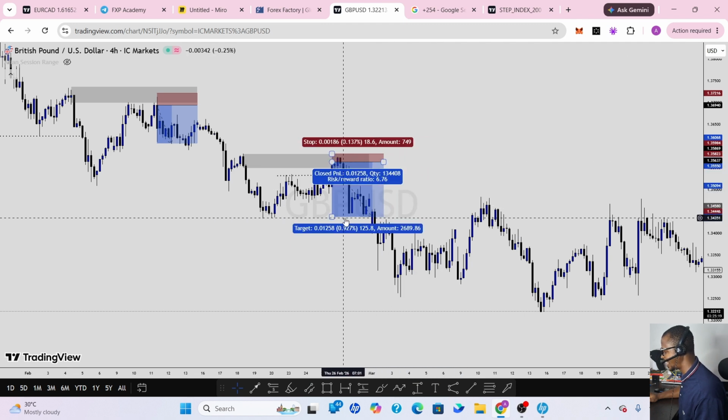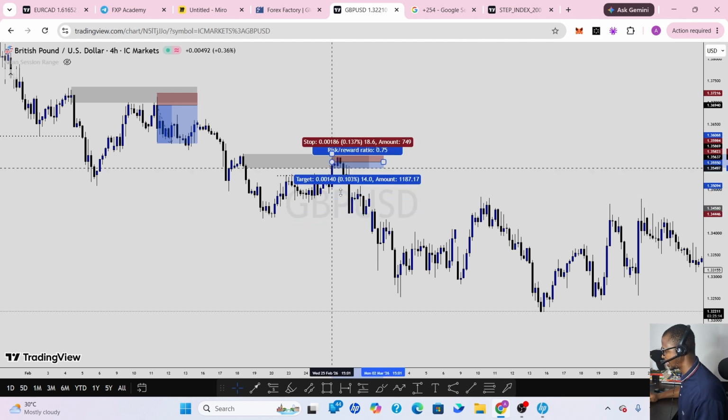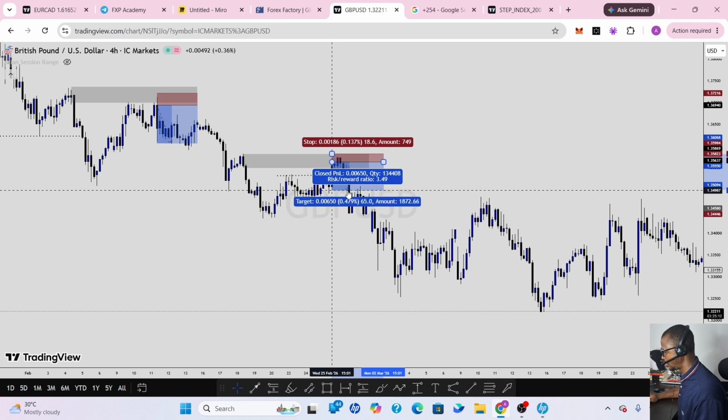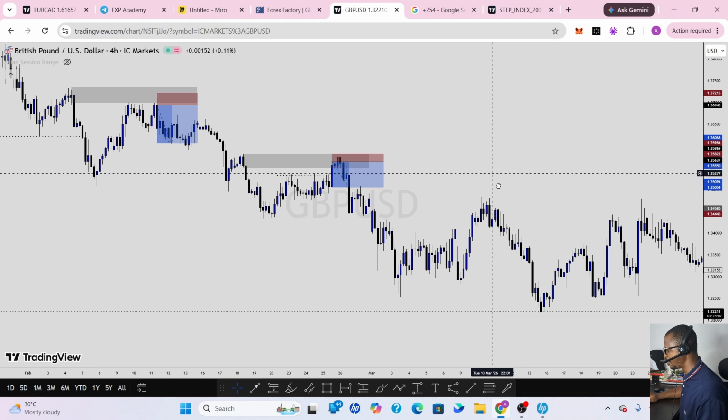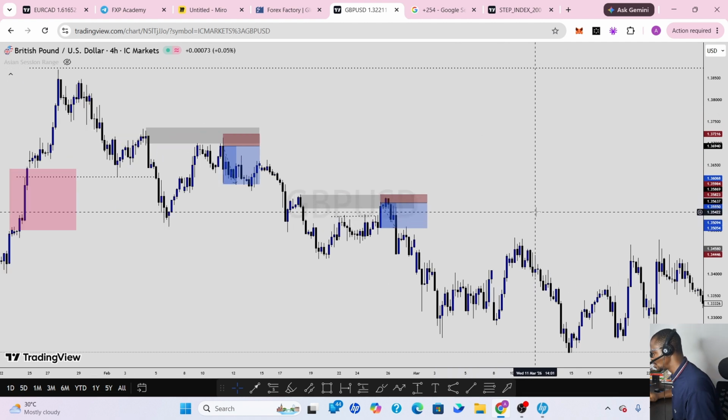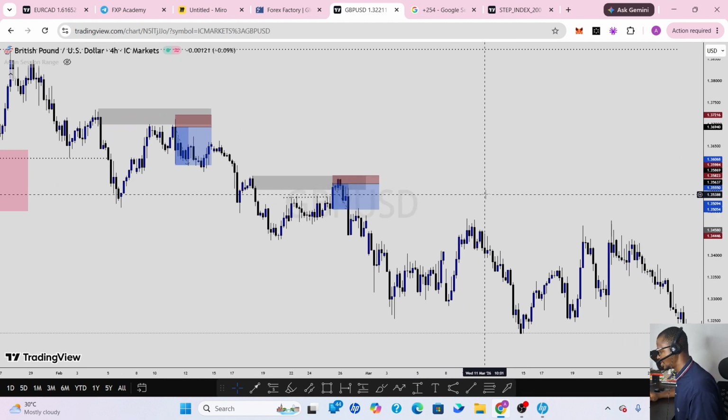You can capture a nice 1 to 6. If you don't want to be greedy, you can target your normal 1 to 2, or 1 to 3, and you make a nice 58 pips from this trade. You understand? So this thing works, guys. It works.